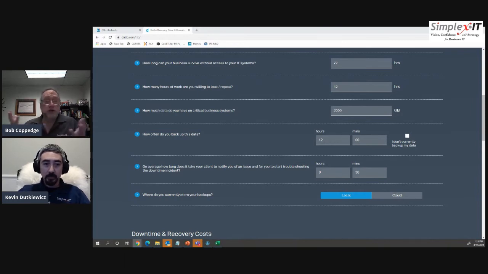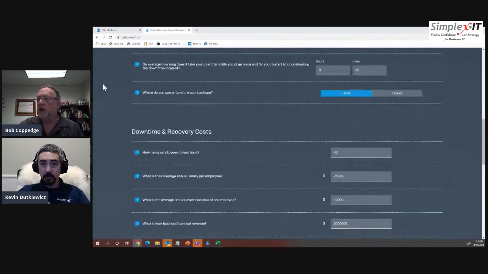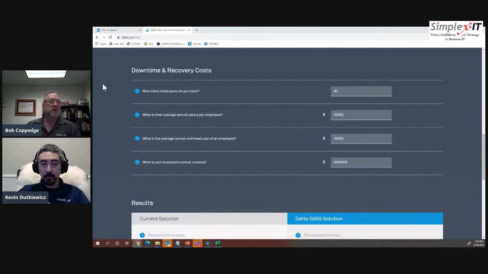You know, there's your cost definitions. And then you have some other questions about where you currently store and how often you back up. Some of this gets on the technical side, but then we get into the real traditional stuff. And that is, how many employees do you have, what's their annual salary, what's the annual overhead cost of the employee, and what's your average revenue?